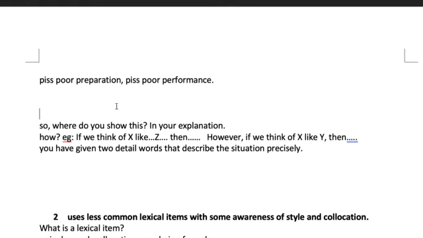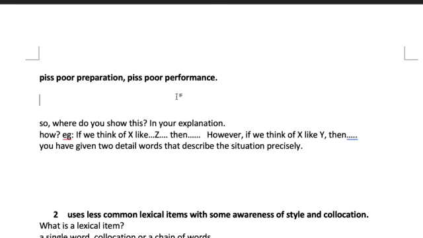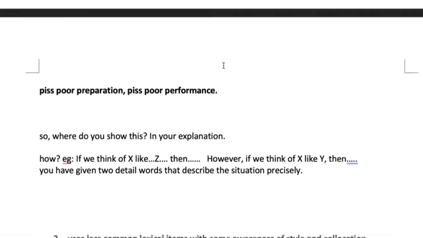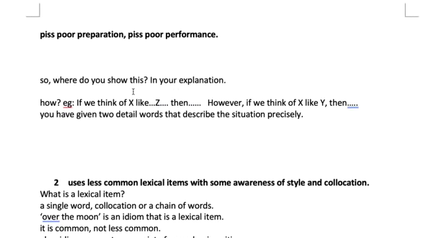What we want to do here is have good preparation. A famous saying in English is, poor preparation, poor performance. That means if you don't prepare, your performance will not be good. So we're going to see how to prepare. Now, another way we can get precision and a range of vocabulary, especially precision, is this: if we think of X like Z, then we have some SVO, something happened, right?